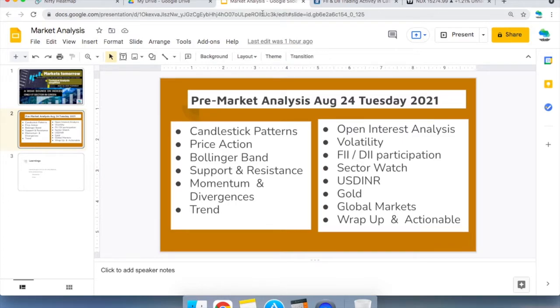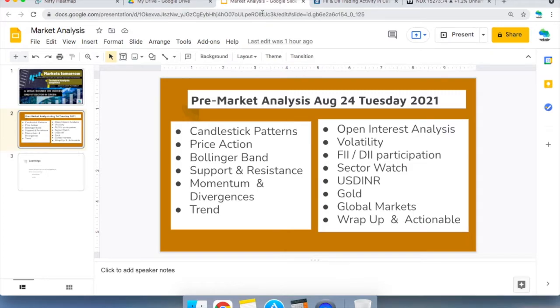VIX-wise, it is not at the very bottom levels at least, and seems to be moving on the upside towards 15. So hopefully selling will become easier for the option traders. Overall, slight bearishness. Trade with caution is all that we can say.